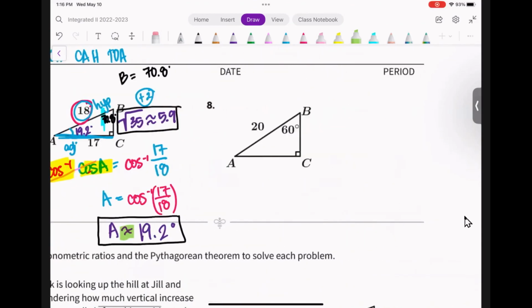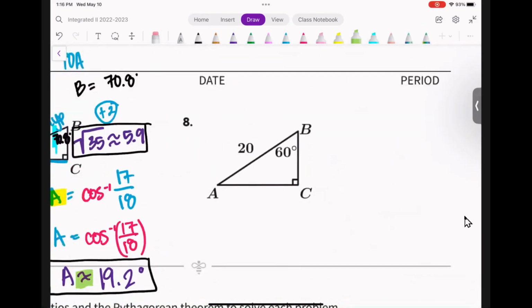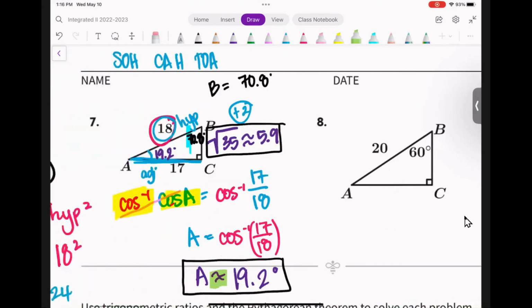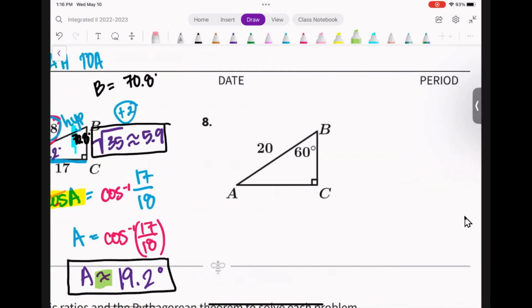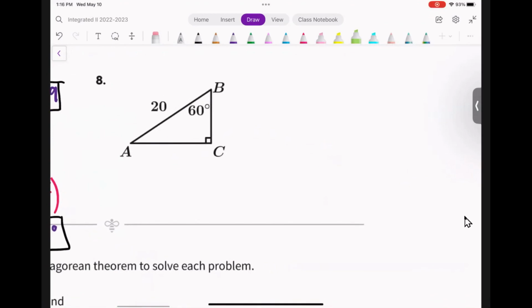Here's a completely different one. What did they give me for this one? What did they give me? The hypotenuse and an angle. Very good. So clearly, I'm not going to be doing the Pythagorean theorem first on this, right? Because I can't do it. All right. So the very first thing that I want you to decide is, since I can't use the Pythagorean theorem, I'm going to use, yes, very good.